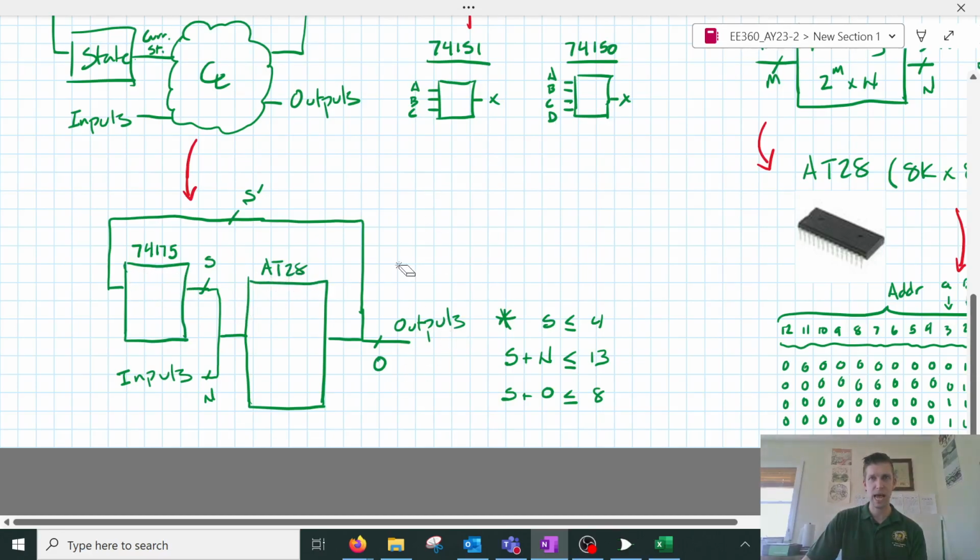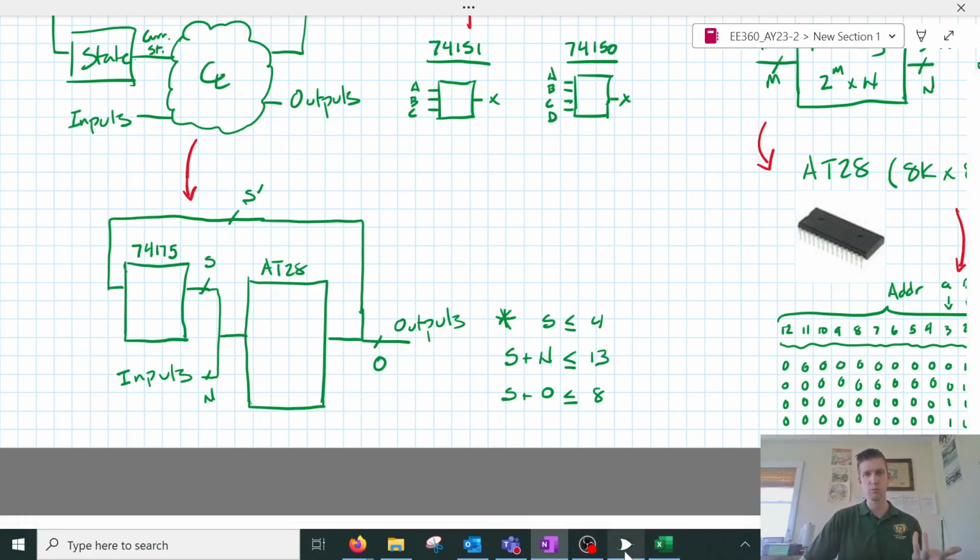The AT28 has 13 address lines. Up to 4 of them can be state bits. So, the number of state bits could be up to 4, and I could have 9 or even more different inputs to my combinational logic block, to my finite state machine. And since the AT28 produces 8 bits of output, my next state is somewhere from 1 to 4 bits, and that plus my output bits can go up to 8. So with these 2 integrated circuits, I can start to build some really large finite state machines.